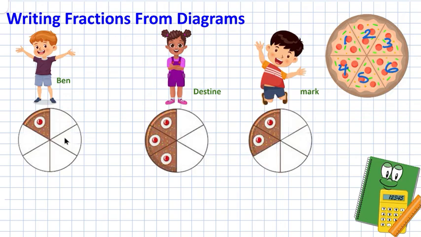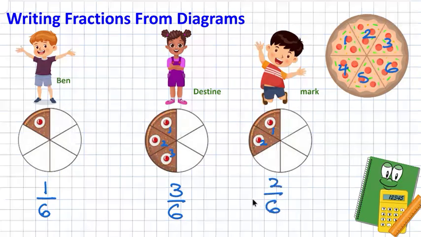What you simply do is you take the number of parts Ben took, which was 1, so write 1 over the total parts, which was 6. Destin took 1, 2, 3 parts out of the 6 parts. So we have 3 out of 6. While for Mark, if you count Mark's parts, you see Mark took just 2, 1 and 2 out of the 6. So this is how we write fractions from diagrams.